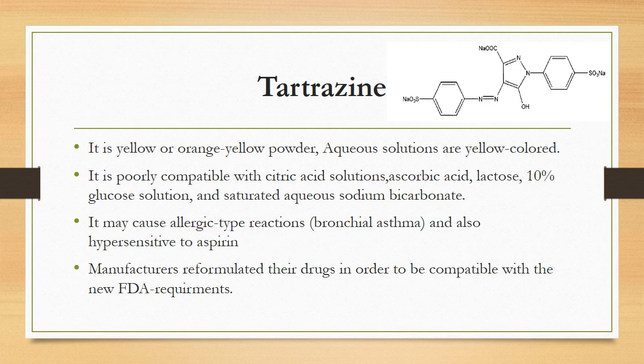The second example is tartrazine. It is a yellow or orange-yellow powder. It is poorly compatible with citric acid solutions, ascorbic acid, lactose, 10% glucose solution, and saturated aqueous sodium bicarbonate. It may cause allergic-type reactions, for example bronchial asthma, and also in patients with hypersensitivity to aspirin. So manufacturers reformulated their drugs in order to be compatible with the new FDA requirements.